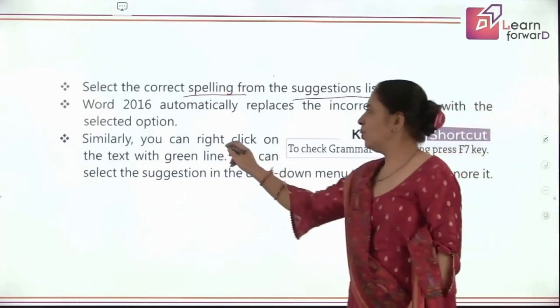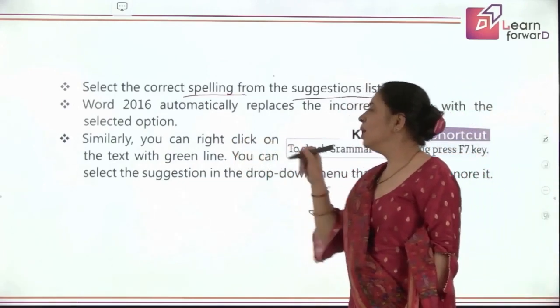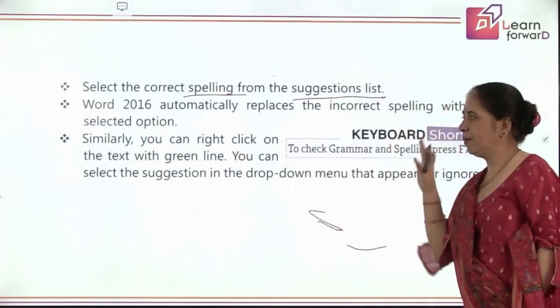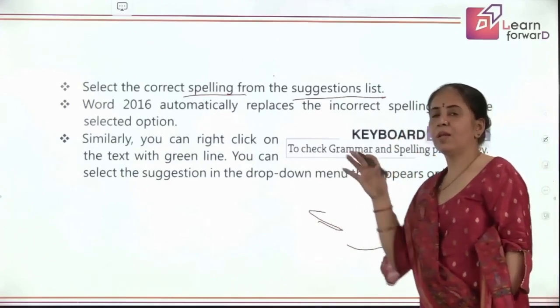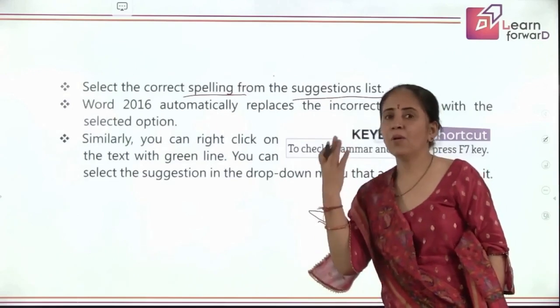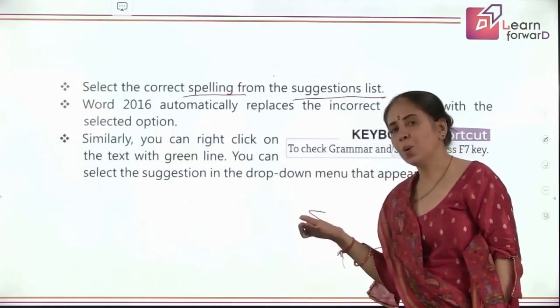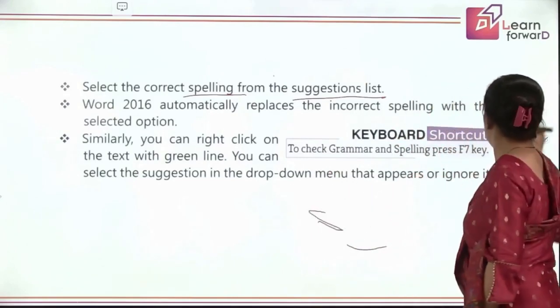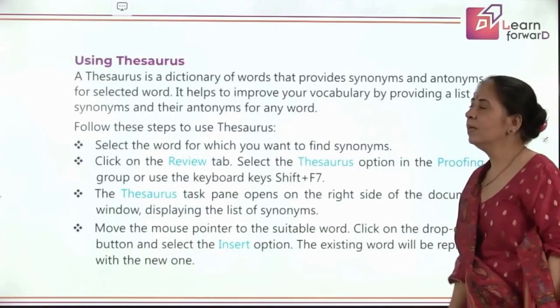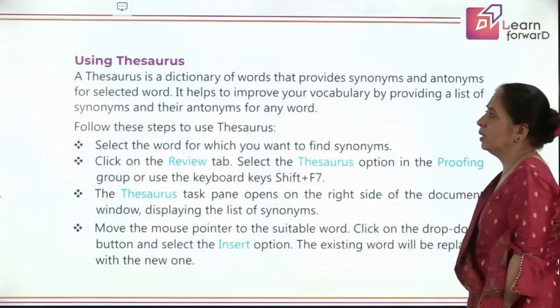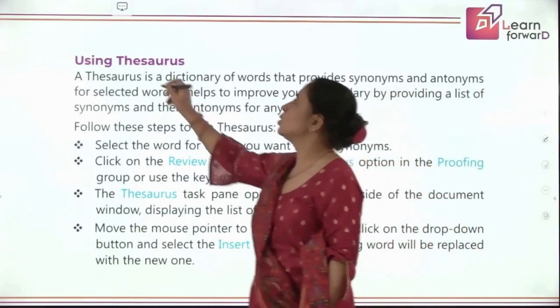Similarly, when you see the green mark, you can just right click on that particular green area. It will give you different suggestions about what mistake exists and how it could be corrected accordingly. Now we move further, that is called using the thesaurus.